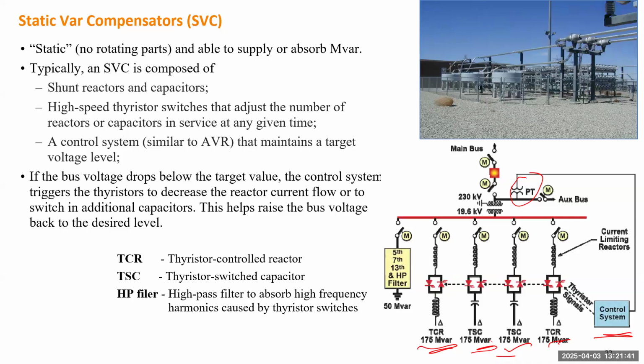So the control system will switch those sequencer-based controllers, because there are a lot of reactors, capacitors, and also power electronics. So there may be high-order harmonics, so you really need to have some filter. The filter just tries to filter out some harmonics.